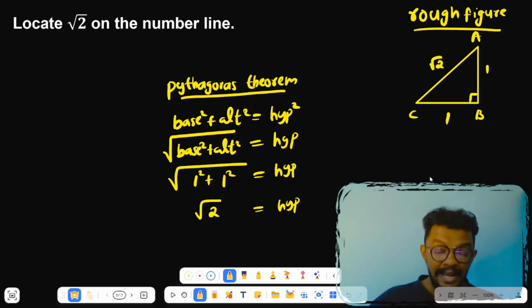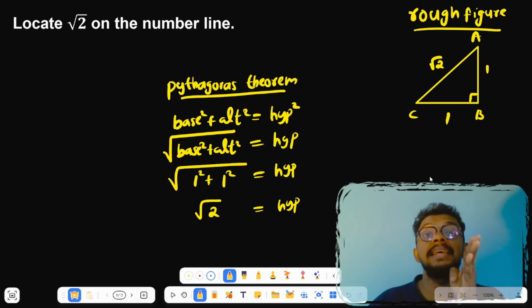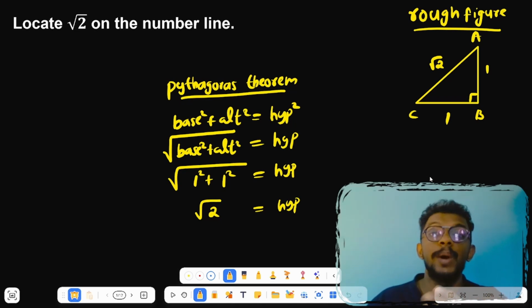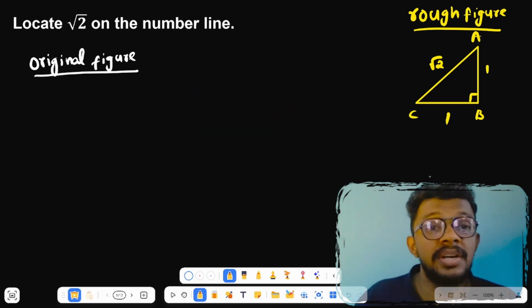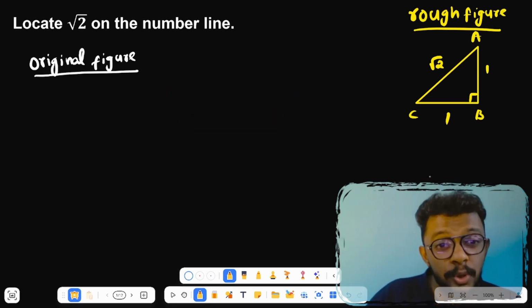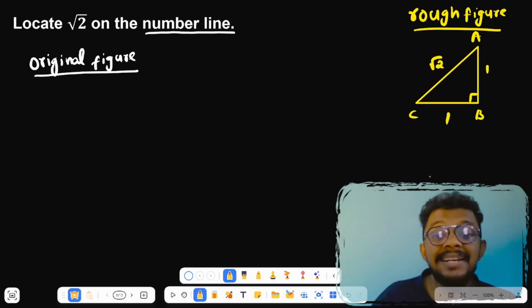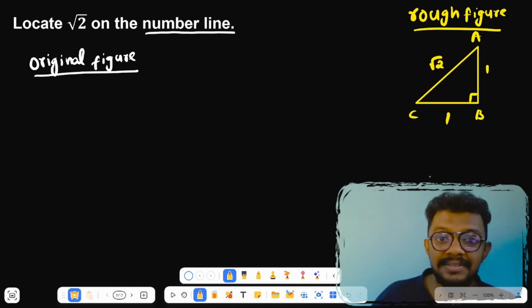Okay, now it's time to draw the original figure. In the case of the original figure, the length really should be the same and the angle should be the same. We have to draw it as specified. Let's move to the original figure. Now, how can I draw the original figure? First of all, I have to represent root 2 on a number line. So first, I will draw a number line.